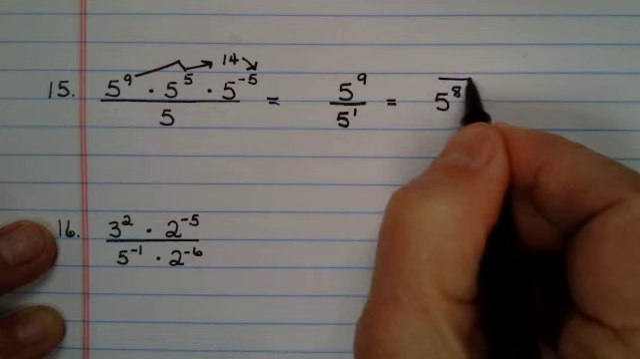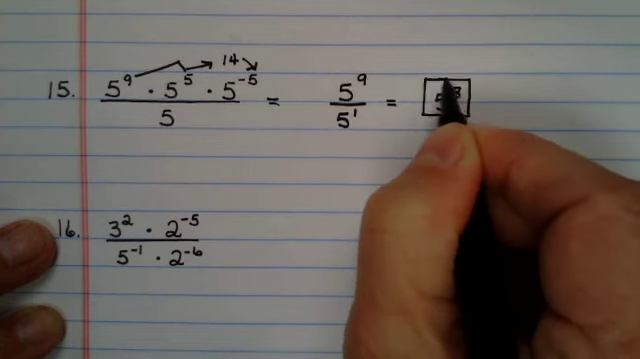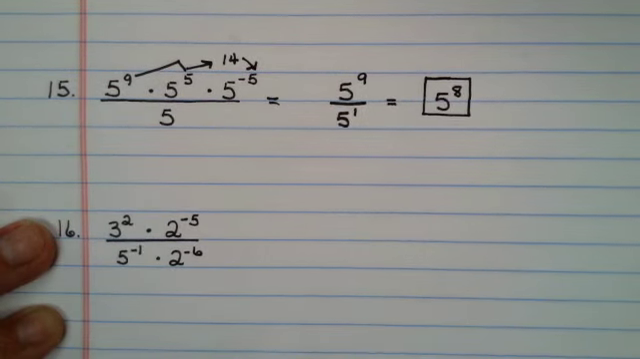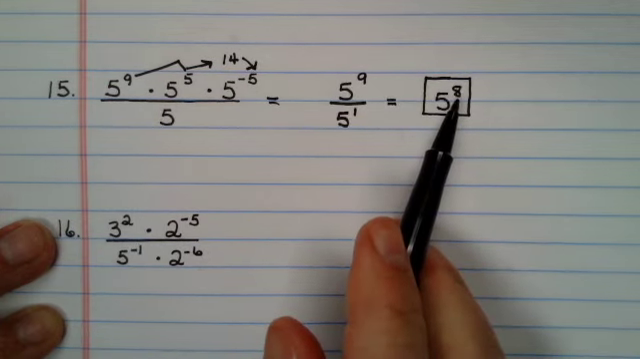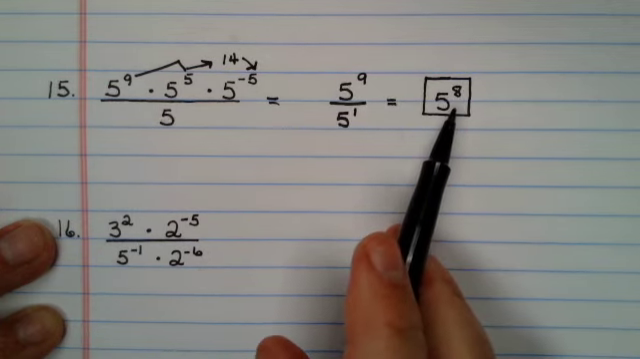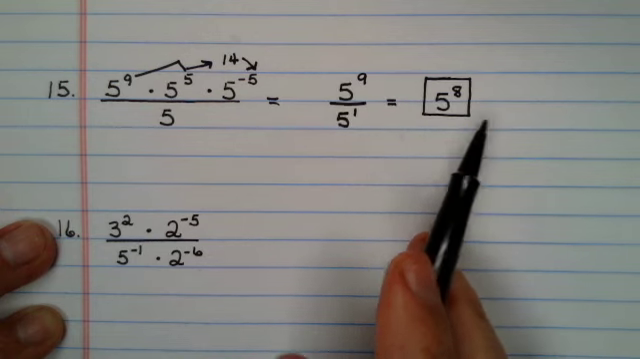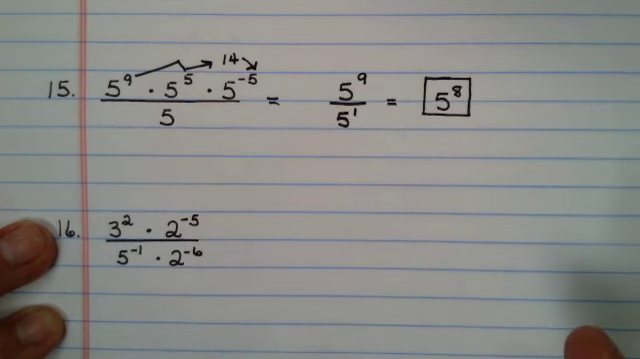Now sometimes when you get really big numbers, it's easier to leave it as an exponent, and they may ask you to leave it that way. It may be okay to leave it with an exponent, since this is going to be a really big number, because this is going to be 5 times 5 times 5, all the way 8 times.